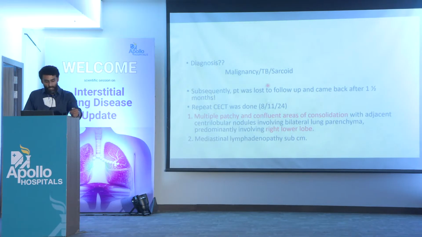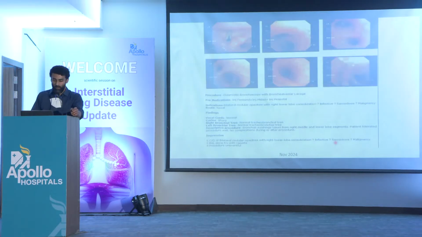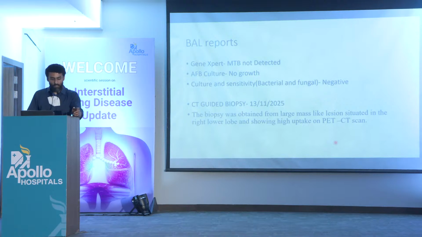So since she came back after 1.5 months, we had to repeat a CT to assess the disease status, and the repeat CT also showed multiple confluent areas of consolidation in the right lower lobe. The mass-like consolidation was still present. So we subjected her to a bronchoscopy, and these were the BAL reports. The BAL was negative for TB. The AFB culture was also no growth. Both bacterial and fungal cultures were negative.